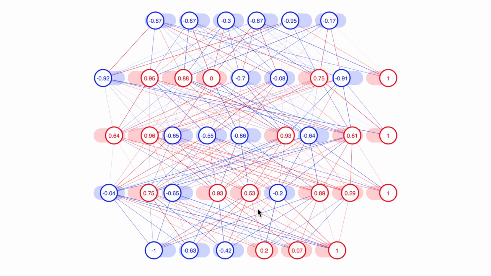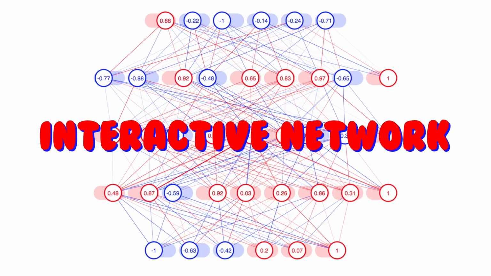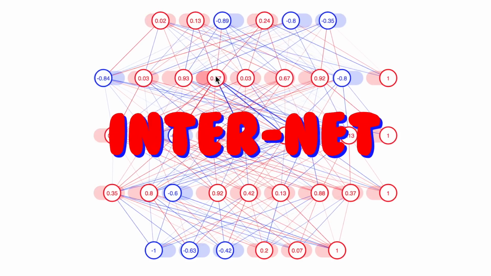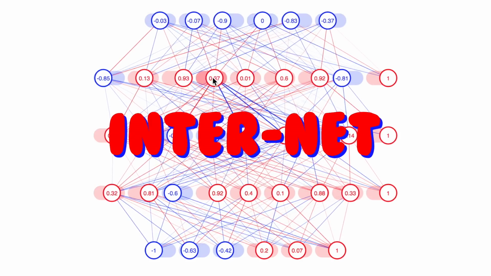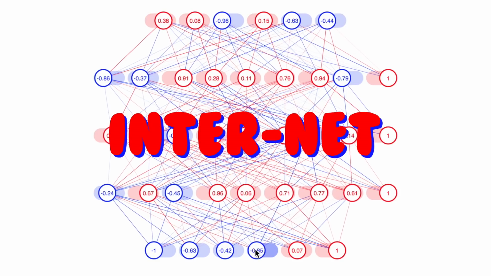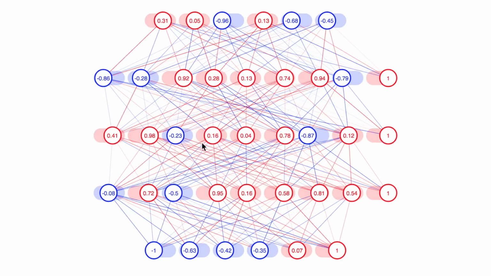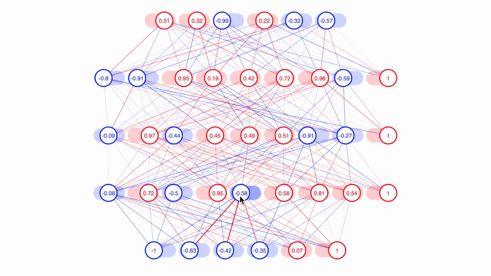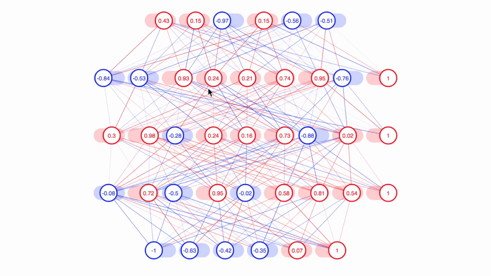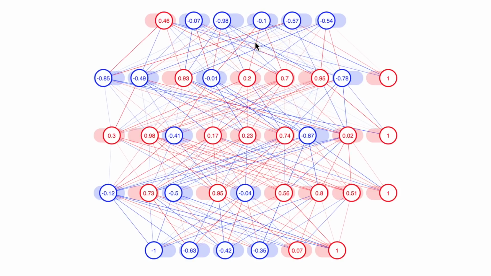What's going on, everybody? Today I want to introduce you to the interactive network, or internet as I call it. So what is the internet? How does the internet work? Alright, I'm not going to call it the internet. It's this interactive neural network. So what is all this stuff that you're seeing right here?